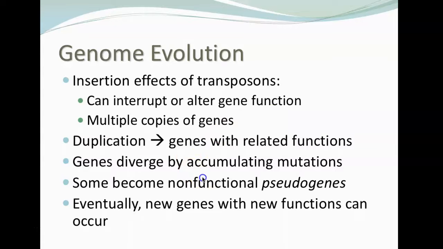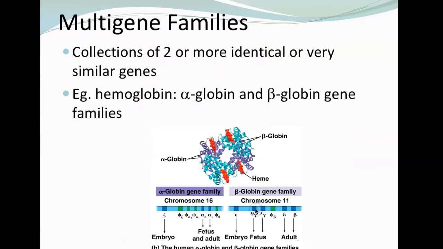What proof do we have? If we believe transposons and retrotransposons can lead to these effects, what other proof do we have besides corn? We have what are called multi-gene families. Multi-gene families are a collection of two or more identical or really similar genes, and we see that with hemoglobin. There are different types of hemoglobin, and it's believed that they all arose by transposons and multiple copies of genes arising.